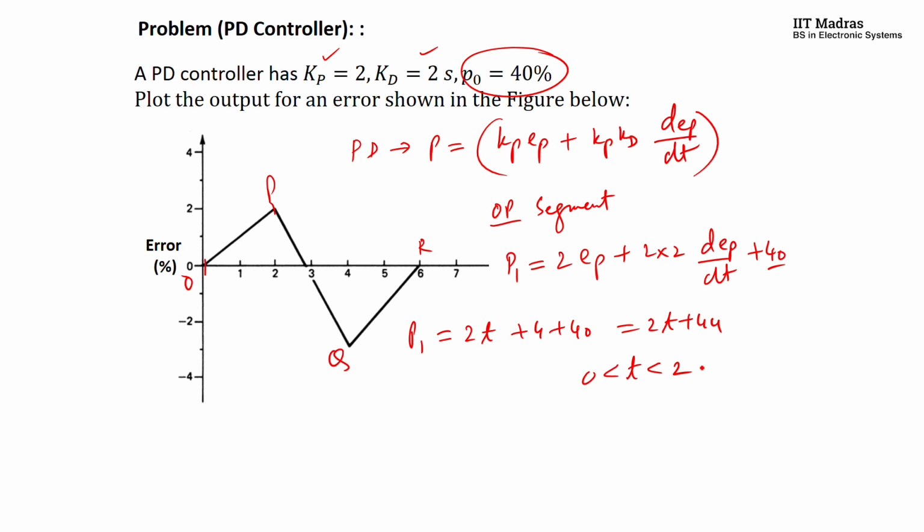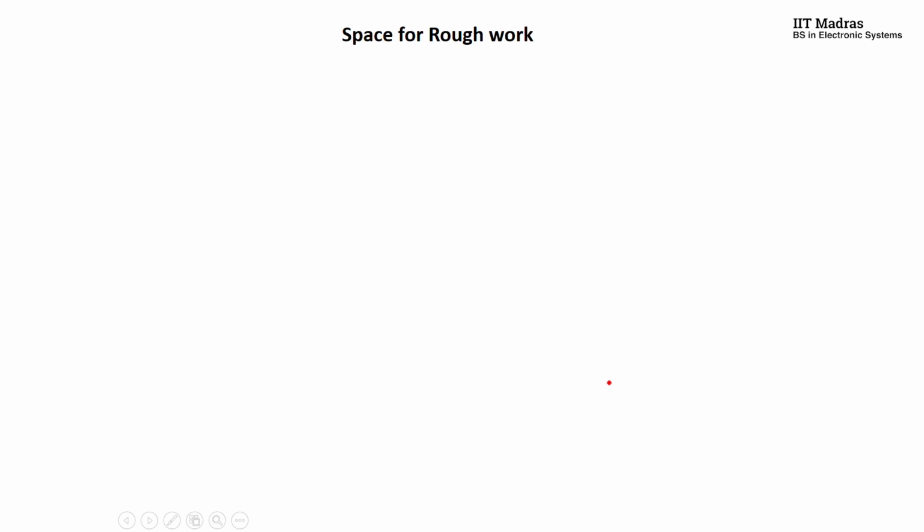At t equal to 2, this is a little interesting. You will find that P1 will be equal to 48. Make a note of this. P1 is equal to 48 at t equal to 2 seconds. Now let's get to the next segment. The next segment is segment PQ.